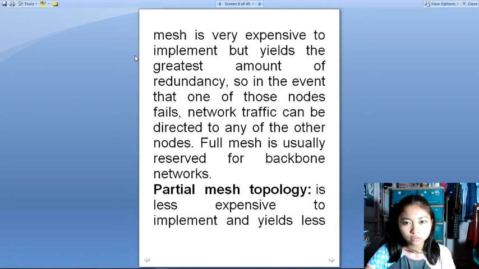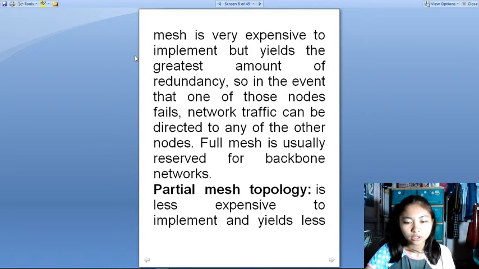Full mesh is very expensive to implement but yields the greatest amount of redundancy. So in the event that one of those nodes fails, network traffic can be directed to any of the other nodes. Full mesh is usually reserved for backbone networks.